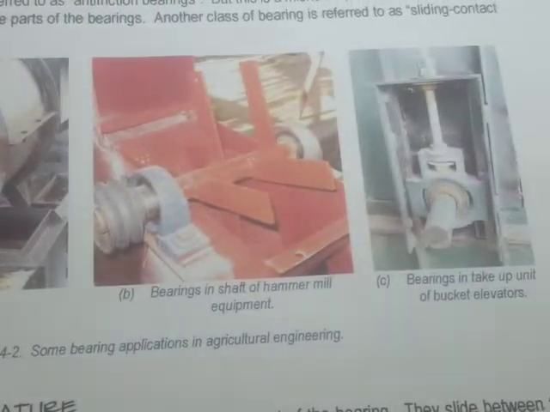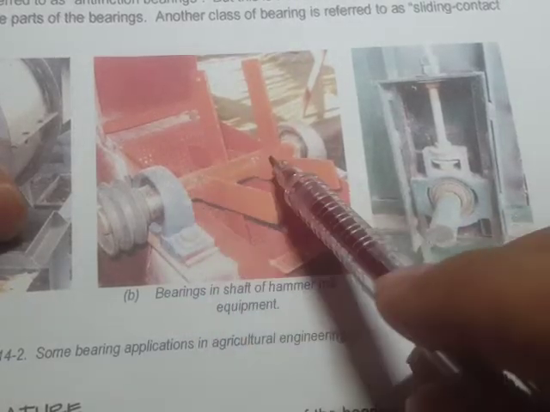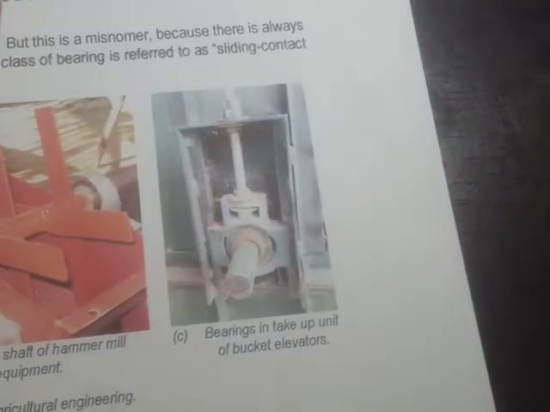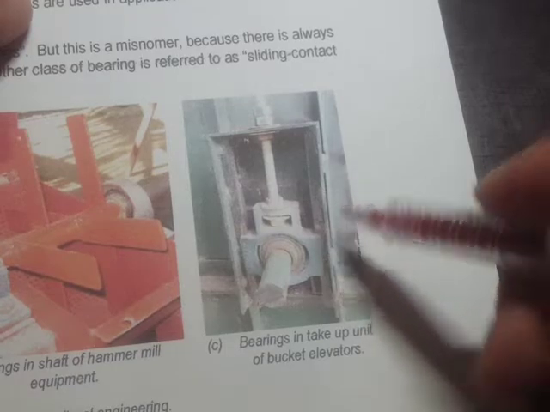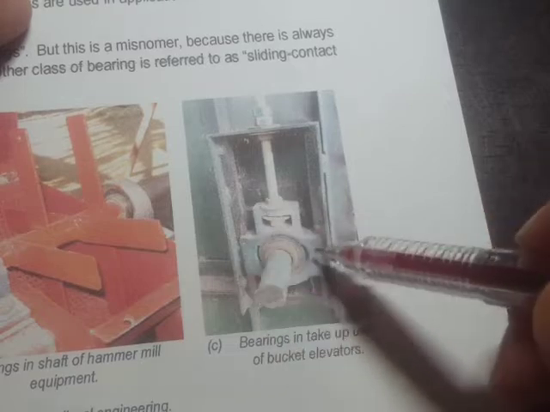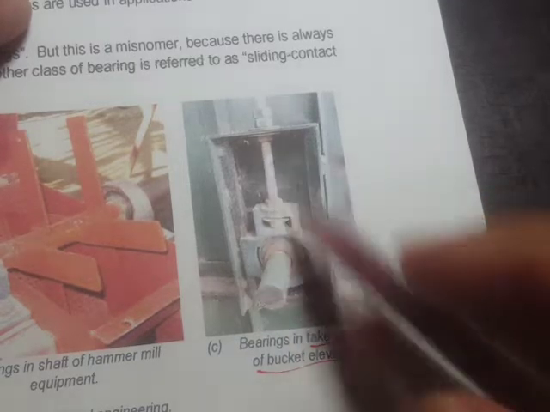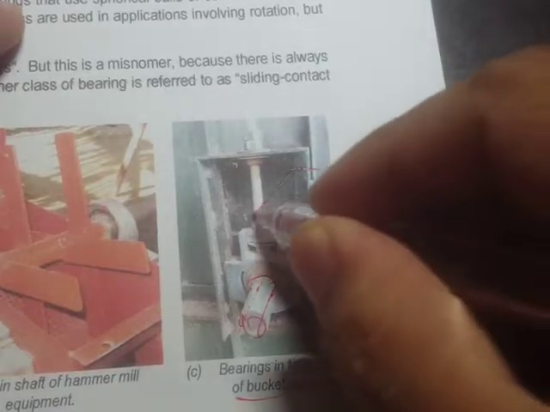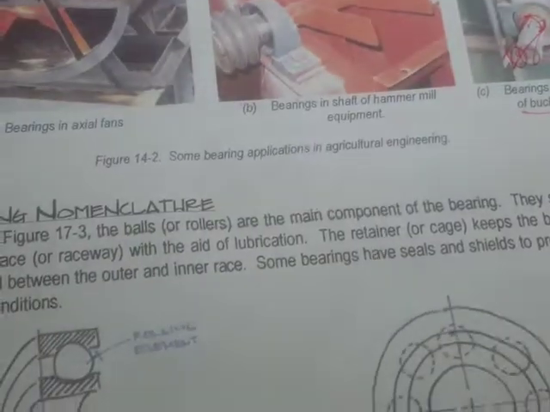Okay, another application is in this hammer mill equipment or size reduction equipment, wherein the shaft equipped with paddles or hammers is supported by these bearings. And another one is this type of bearing right here, used in the boot leg of the bucket elevator. Okay, so we have here another type of housing, and this is what we call the take-up unit bearing. Take-up unit, because it adjusts the tension. So right here in the shaft, what's connected is the pulley of the bucket elevator, right?